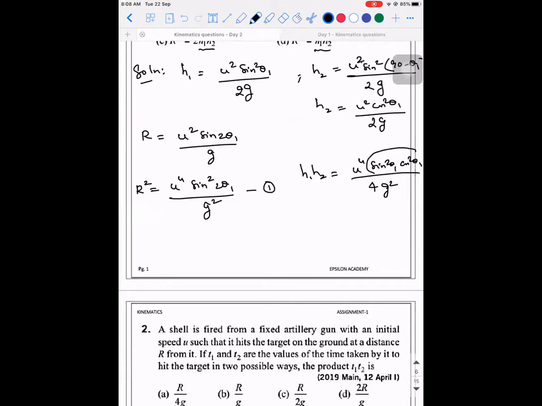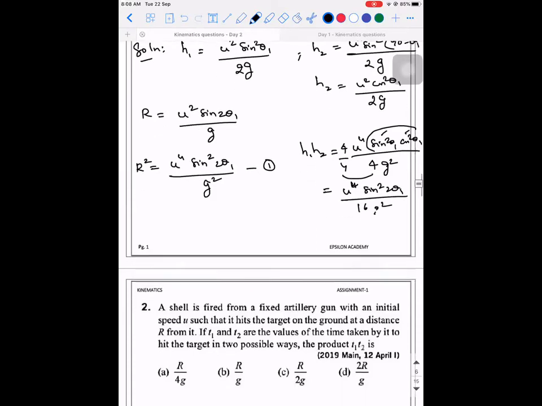So how will you write sin theta into cos theta in terms of sin 2 theta? You need to multiply and divide it with 2. But here you have sin square, so multiply and divide with 4. So when you multiply and divide it with 4, you will get u power 4 sin square 2 theta 1 divided by 4 into 4 is 16g square. So let this be the second expression.